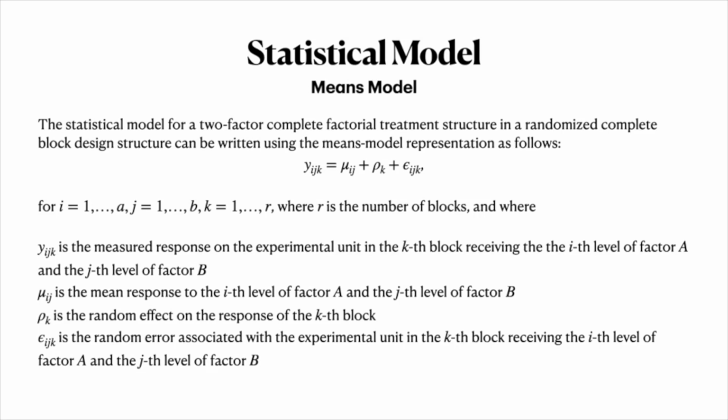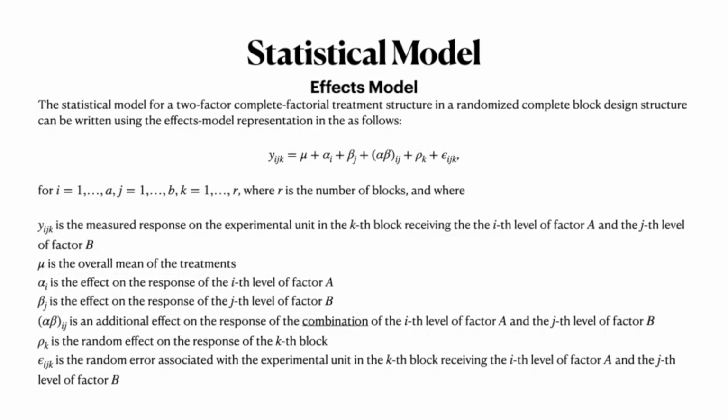So that is the notation for the means model representation of the treatment combination consisting of the ith level of A and the jth level of B. Rho sub k is the random effect on the response of the kth block. And then epsilon sub ijk is the random error associated with the experimental unit in the kth block receiving the ith level of factor A and the jth level of factor B.